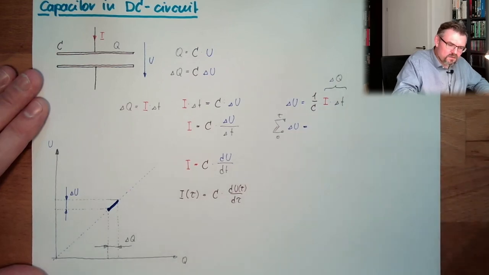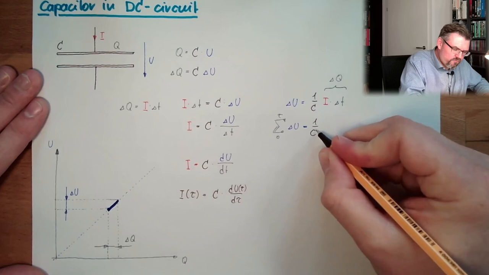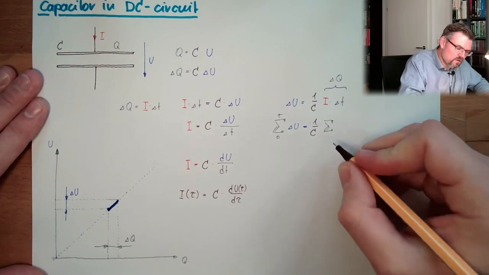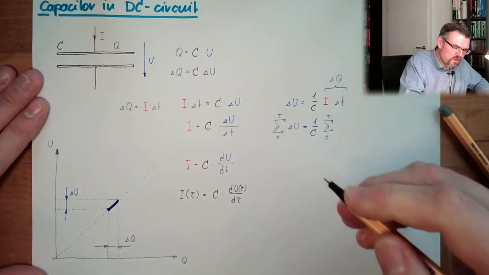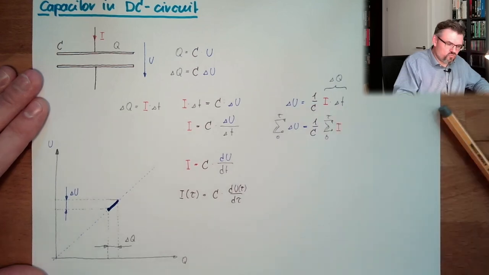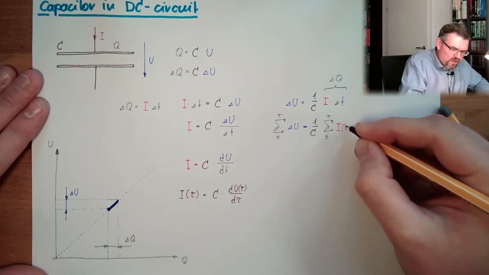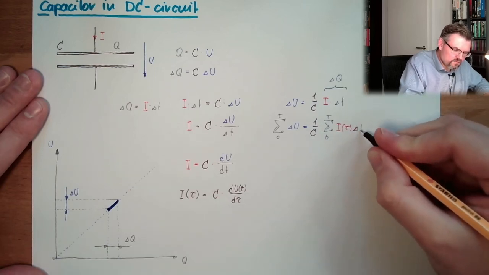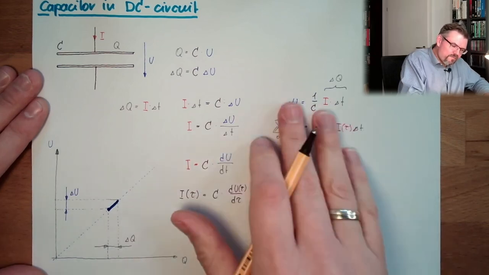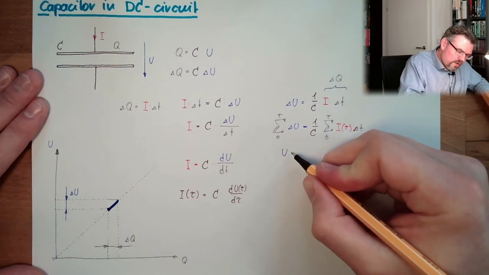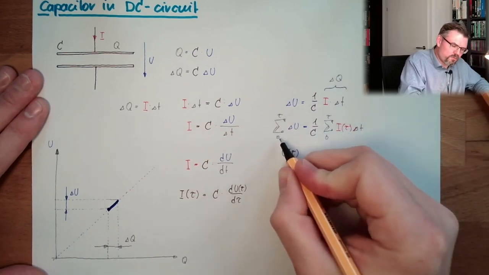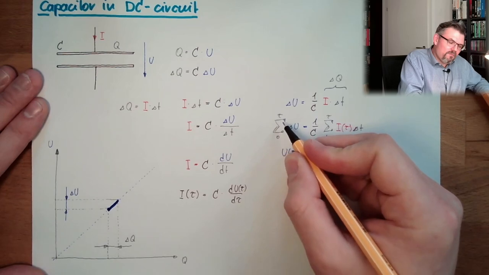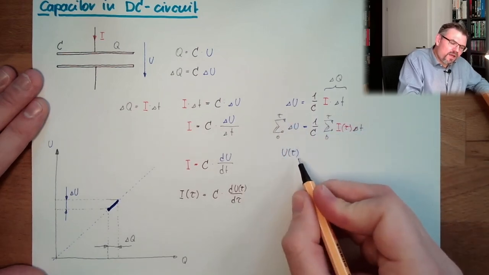And this equals, this 1 divided by C I can put in front of the sum. And also here we summarize from 0 to tau. Here we have this current. This current can be dependent on tau, multiplied by delta T. Here I'm reaching U at a certain position tau, because I summarized everything from zero at the beginning of the world to a current point in time tau. So we have here the voltage at the point tau.